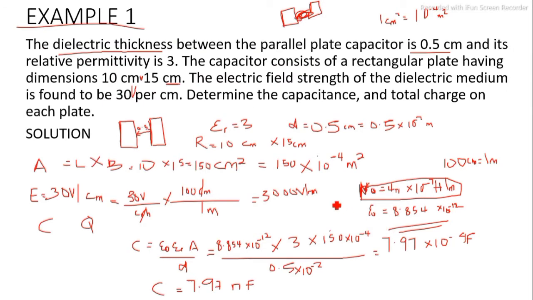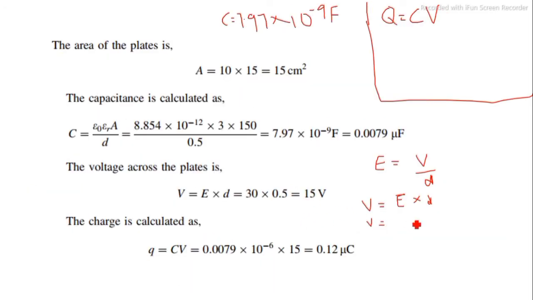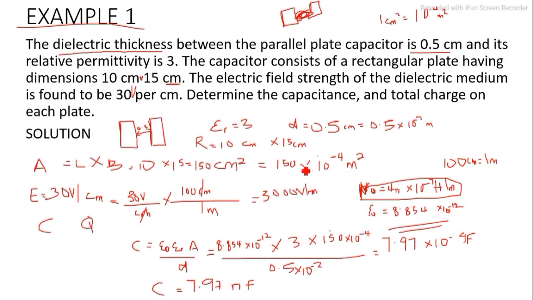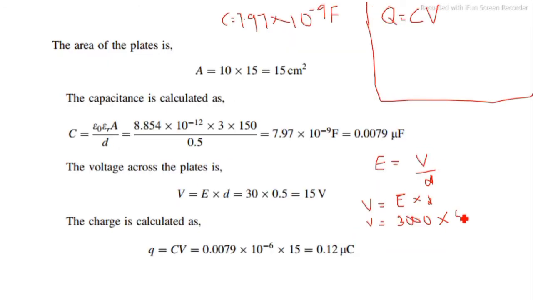The electric field is given as 3000 volts per meter, so that's 3000 times the distance. The distance is 0.5 times 10 per minus 2. If you calculate using a calculator, you're going to get the voltage to be equal to 15 volts. Then you can apply that here.